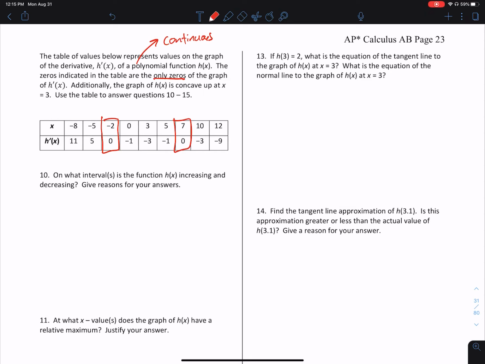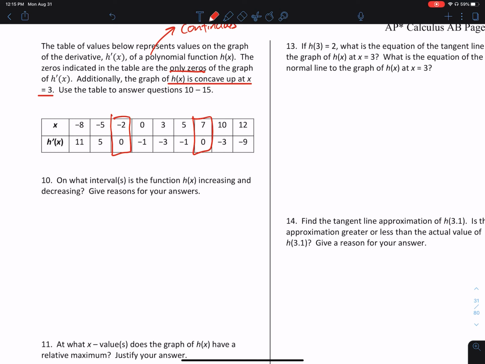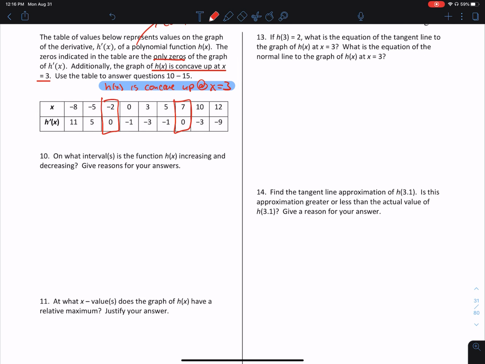Additionally, the graph of h of x is concave up when x is 3. I don't know how to use that yet, but I'm going to underline that because that's important. And if that's not good enough, I'm going to write it down. If we finish this problem and didn't use that fact, we have made a terrible error because they're not going to tell us that unless it's super important.